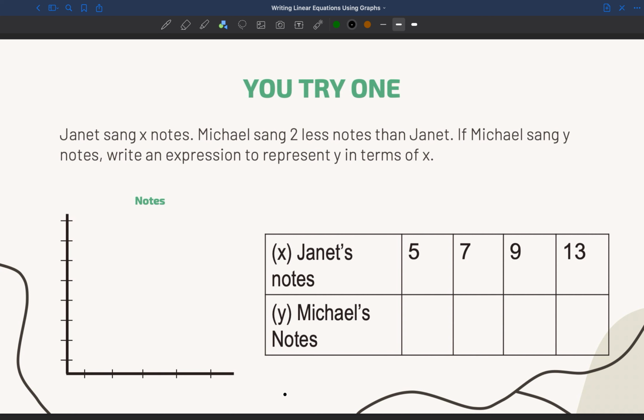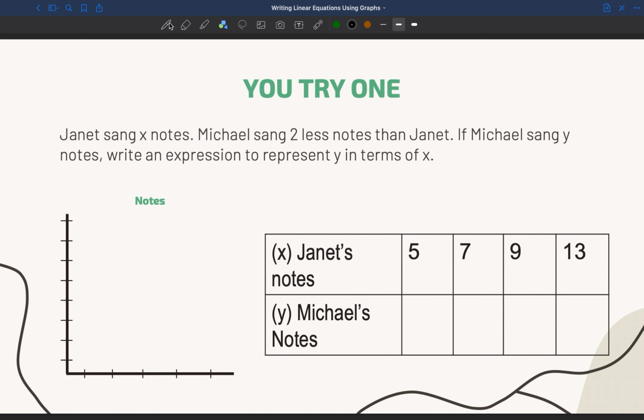Looking at try number 1. It says Janet sang X notes and Michael sang 2 less notes than Janet. If Michael sang Y notes, write an expression to represent Y in terms of X. Go ahead and stop the video, try solving this one on your own, and we'll come back and try solving this together.